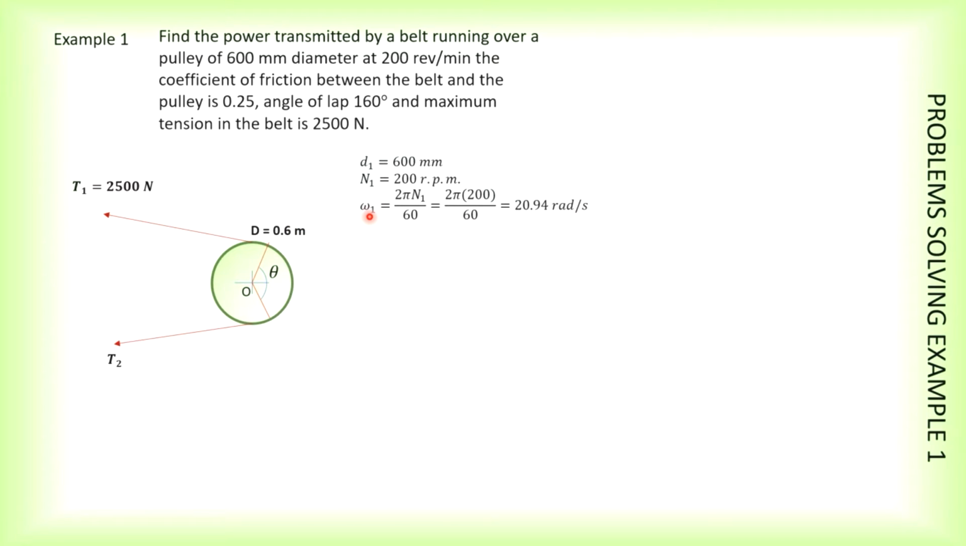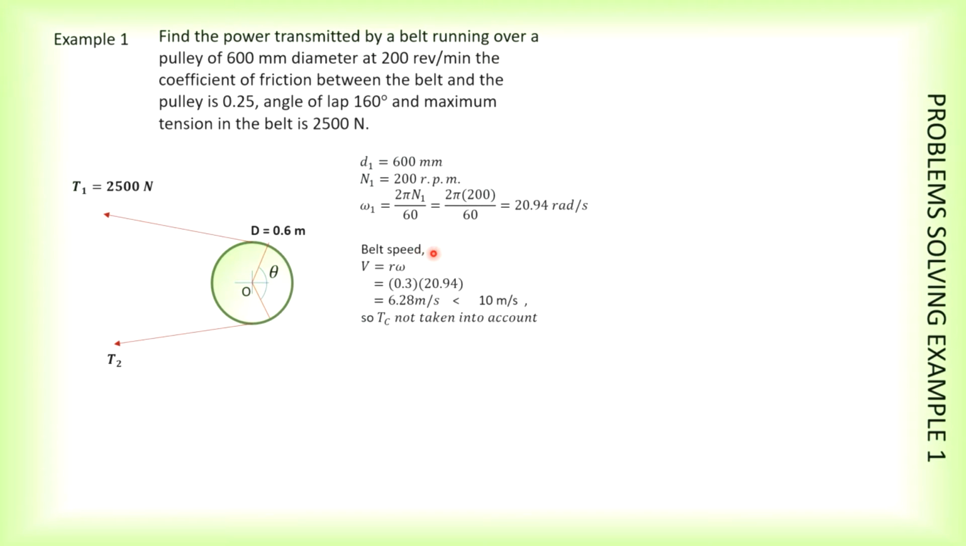First of all, we find the angular speed by using 2 pi N over 60. Now 2 pi converts 1 revolution, so 1 revolution is equal to 2 pi, and then minutes to seconds, that is why you have to divide by 60. So 2 pi times 200 over 60. You get the angular speed of this pulley as 20.94 radians per second.